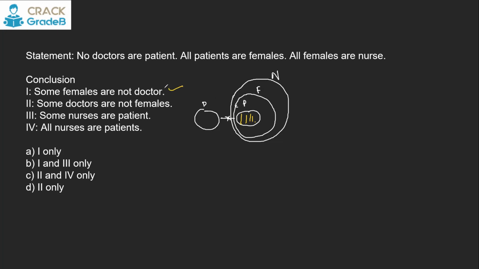So some females are not doctor. Some doctors are not female. That is also true. Sorry, some doctors are not female. It will be wrong because the doctor can entirely go inside the female like this. So it will be a wrong conclusion. Some nurses are patient. Yes, that is definitely true. Some nurses are patient. All nurses are patient will be wrong. So only 1 and 3, they are going to follow.